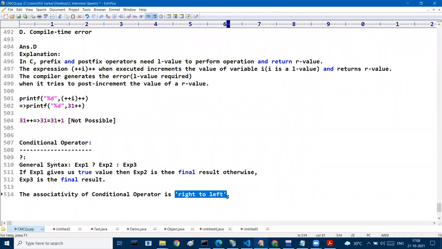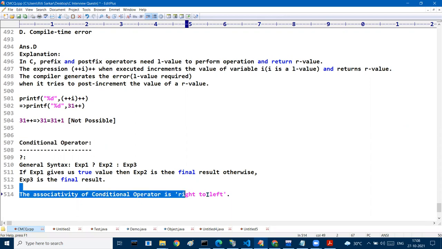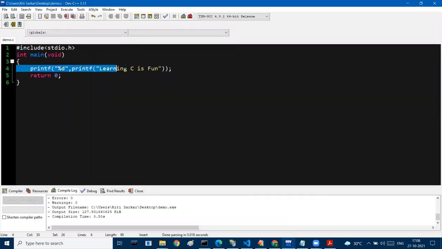There are only a few operators that have right to left associativity. Among them, the conditional operator is one. Other than the conditional operator, the assignment operator and all unary operators have right to left associativity. Except for those, every operator's associativity is left to right. Let us take an example so that we can understand how the conditional operator works.